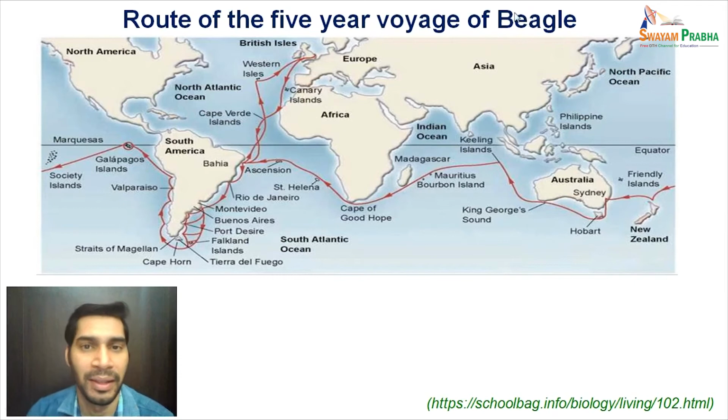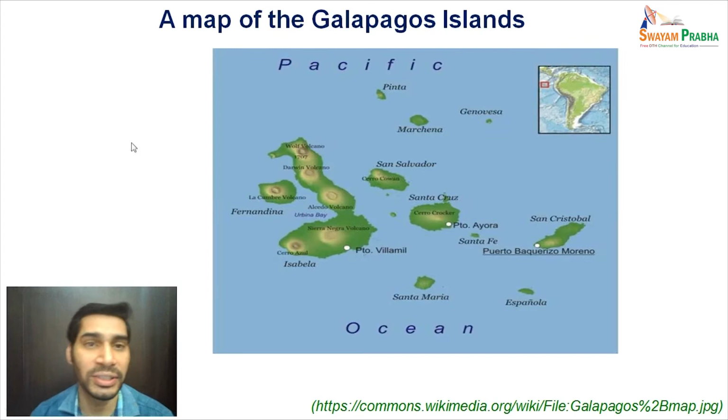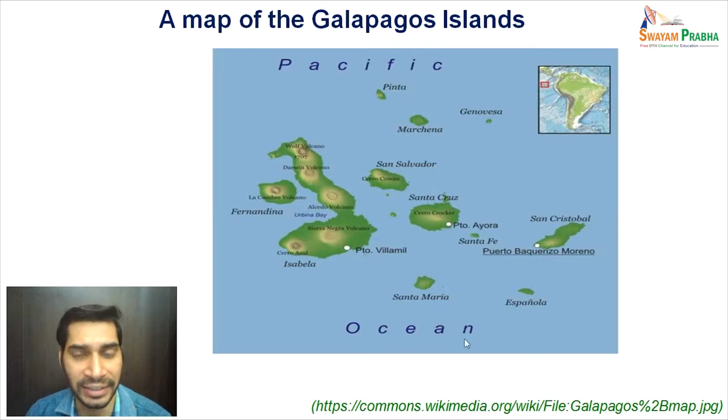Here you can see the route of the voyage. It started from Plymouth, England in 1831 and ended back in England itself in 1836 at Falmouth. Out of these 5 years, one particular month they spent on the area called the Galapagos Islands, which is very prominent in the theory of evolution by natural selection as given by Darwin. If you focus on the Galapagos Islands map, there are a number of islands which constitute the whole Galapagos group.